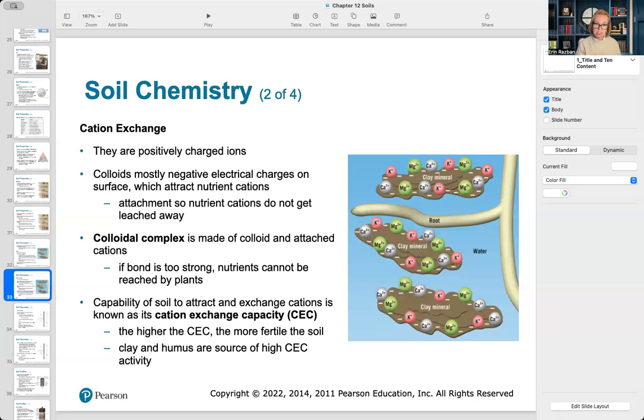Now, the magic happens when the bond is just right. Nutrients stick around but are still accessible to plants. When they are too weak, nutrients can be leached away, and when they are too strong, plants can't absorb them. So generally, soils with high clay and humus content have the highest CEC and are typically the most fertile.